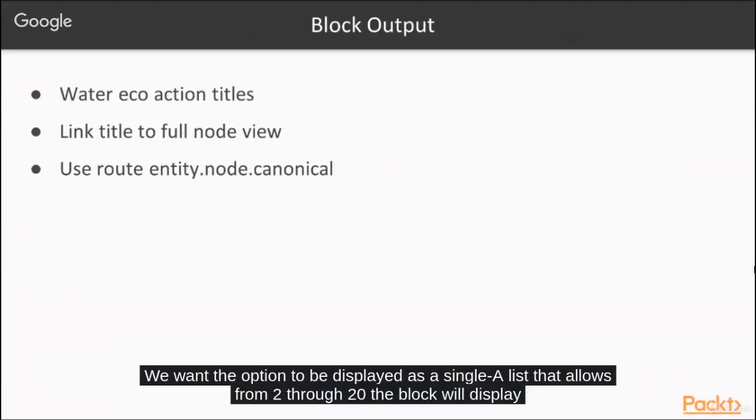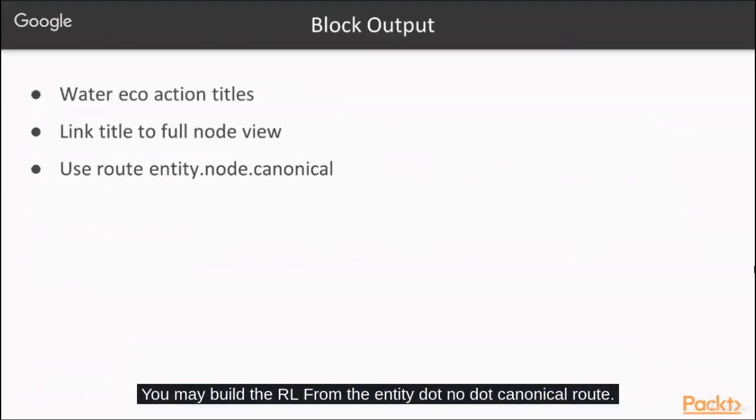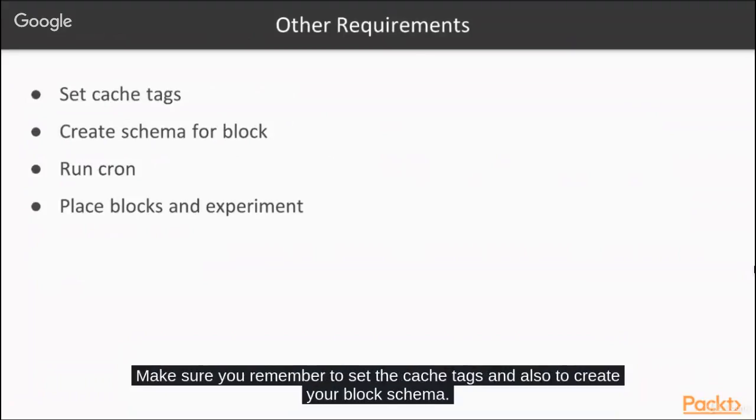The block will display the appropriate number of water eco action titles, and each will be linked to the full node view of that action item. You may build the URL from the entity.node.canonical route, remembering to pass it the node ID as an argument. Make sure you remember to set the cache tags and also to create your block schema.